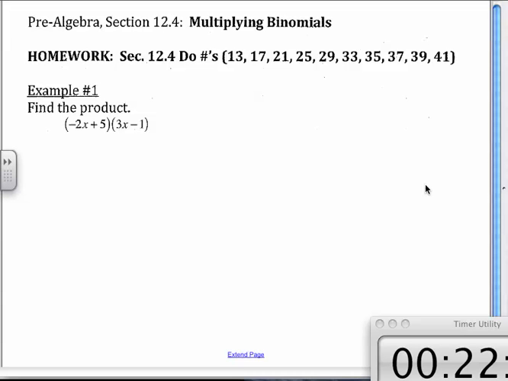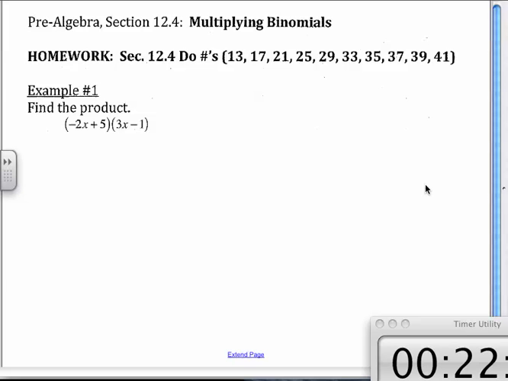Okay, guys, section 12.4, multiplying binomials. I'm actually going to ask you to multiply some trinomials in here too, but that comes later. All right. Now, the thing about binomials, we don't do this any differently than we did with monomials. It's just we have two terms that we need to distribute now.